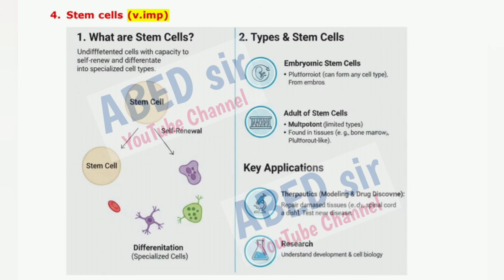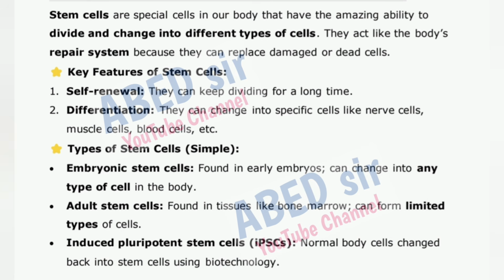Stem cells. Stem cells are special cells in our body that have the amazing ability to divide and change into different types of cells. They act like the body's repair system because they can replace damaged or dead cells. Key features of stem cells. 1. Self-renewal. They can keep dividing for a long time. 2. Differentiation. They can change into specific cells like nerve cells, muscle cells, blood cells, etc.